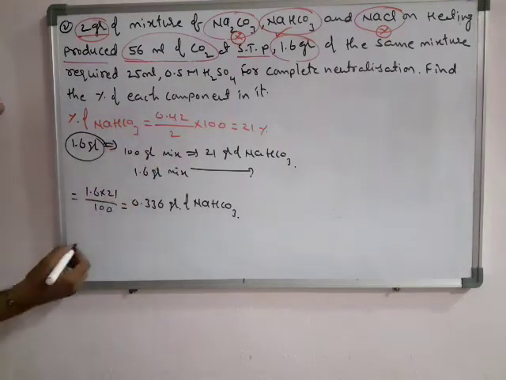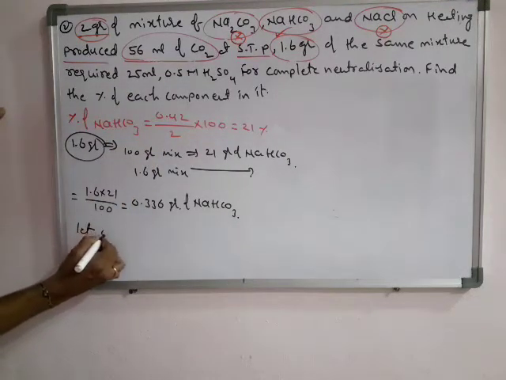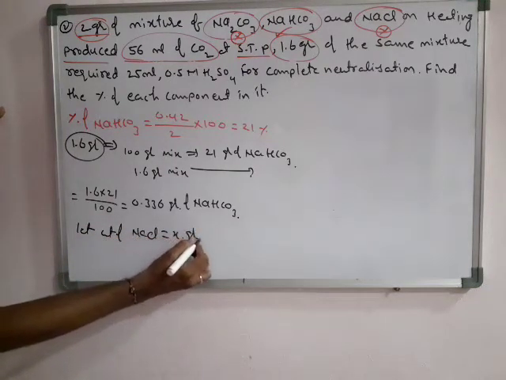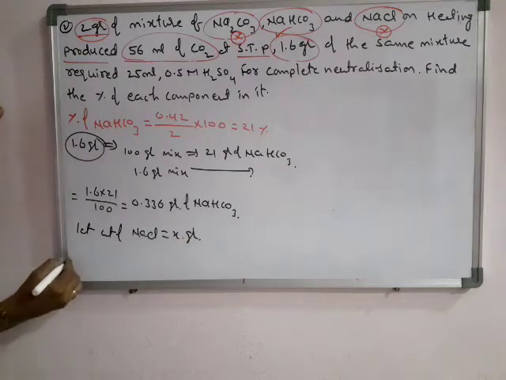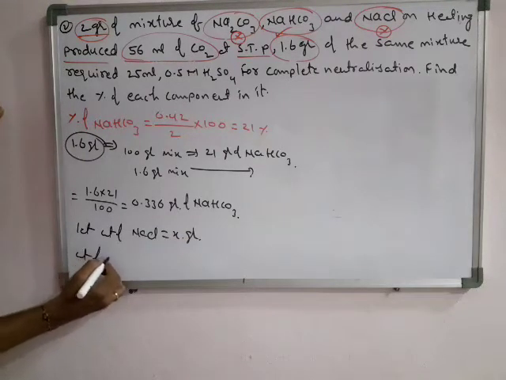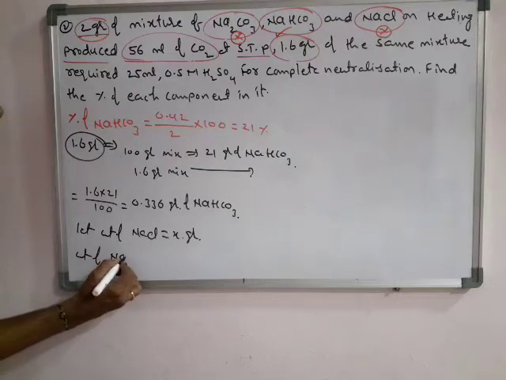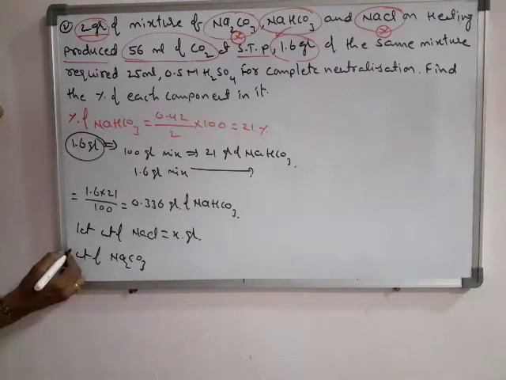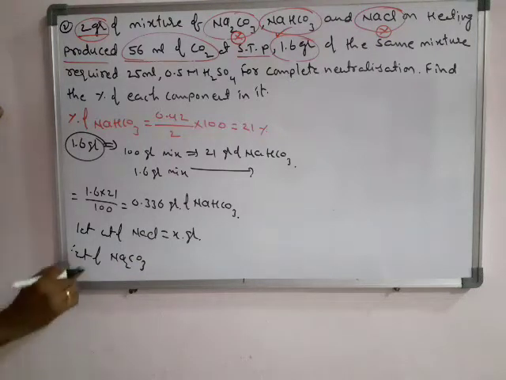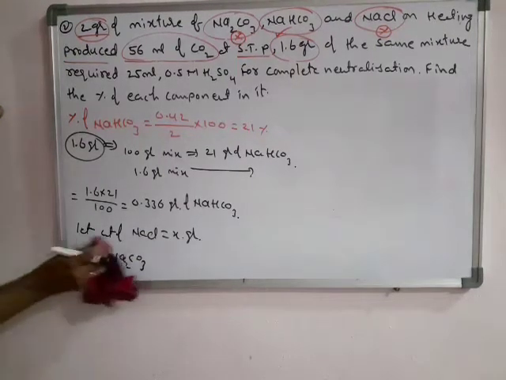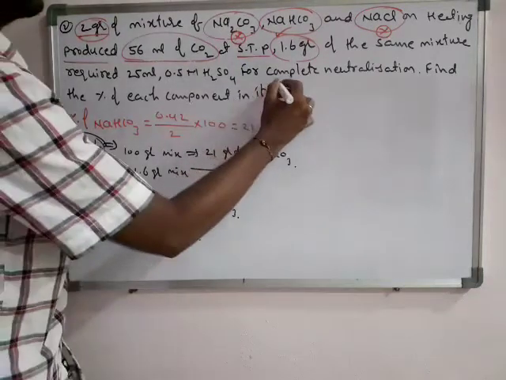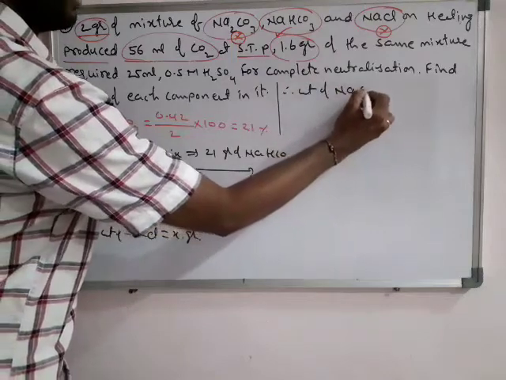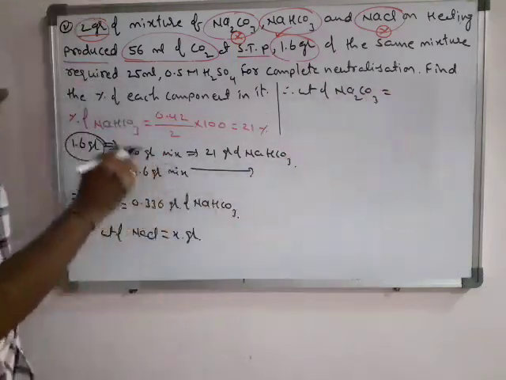So the weight of NaCl, let us just say, is equal to x gram. So then what is the weight of Na2CO3? So since we took x gram, therefore we can write the weight of Na2CO3. So this is the important step here. So therefore the weight of Na2CO3 is equal to, what is the total weight?